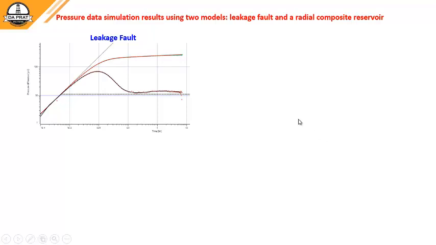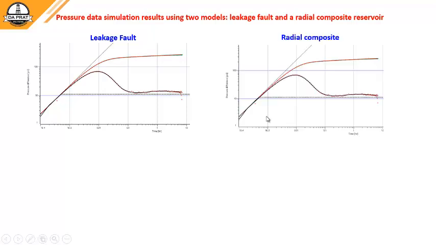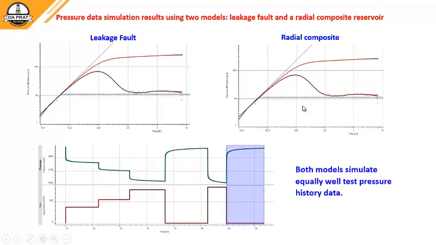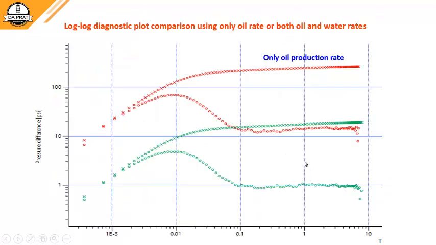Okay, we can see here in the pressure data simulation that we can use either of the models, the leakage fault or the radial composite. Practically, they're the same, and both models simulate quite well the whole pressure test history, which is, as I said, a validation type of. Okay, so how about now using just one phase to analyze the data?